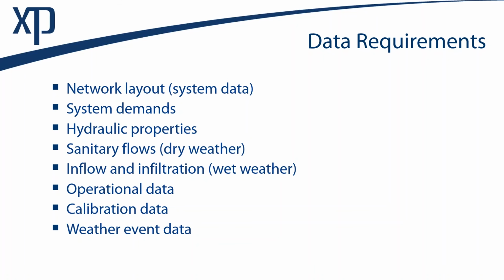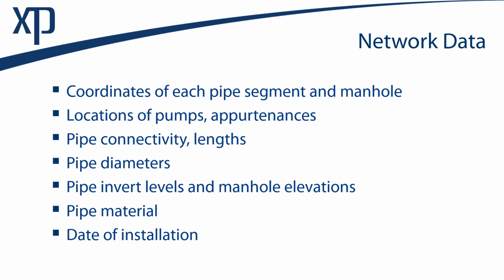And of course, we're going to need weather event data. Network data, we're going to need, as I discussed before, hopefully we're getting it from a GIS, so the coordinates are already there. It's already geo-referenced if it's coming from a GIS. And we'll need the location of all the pumps and appurtenances, as well as the conduits. We'll want to understand the pipe connectivity and the lengths of the pipes, the diameters, invert and manhole elevations, and then the last two I kind of added in.